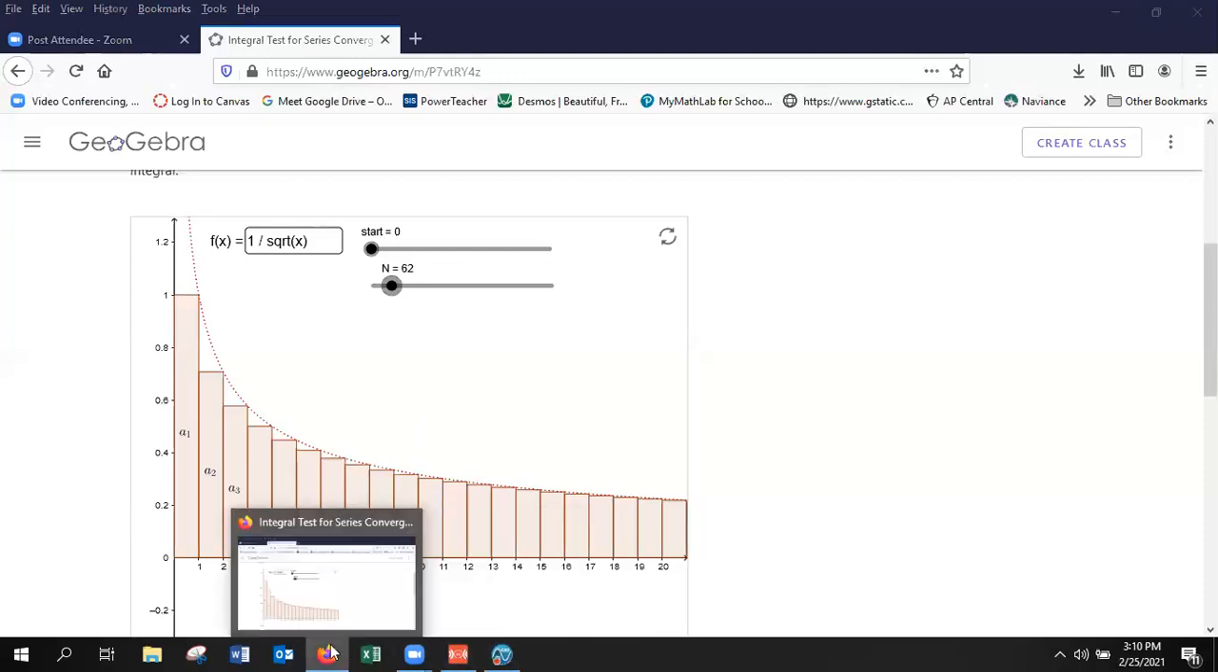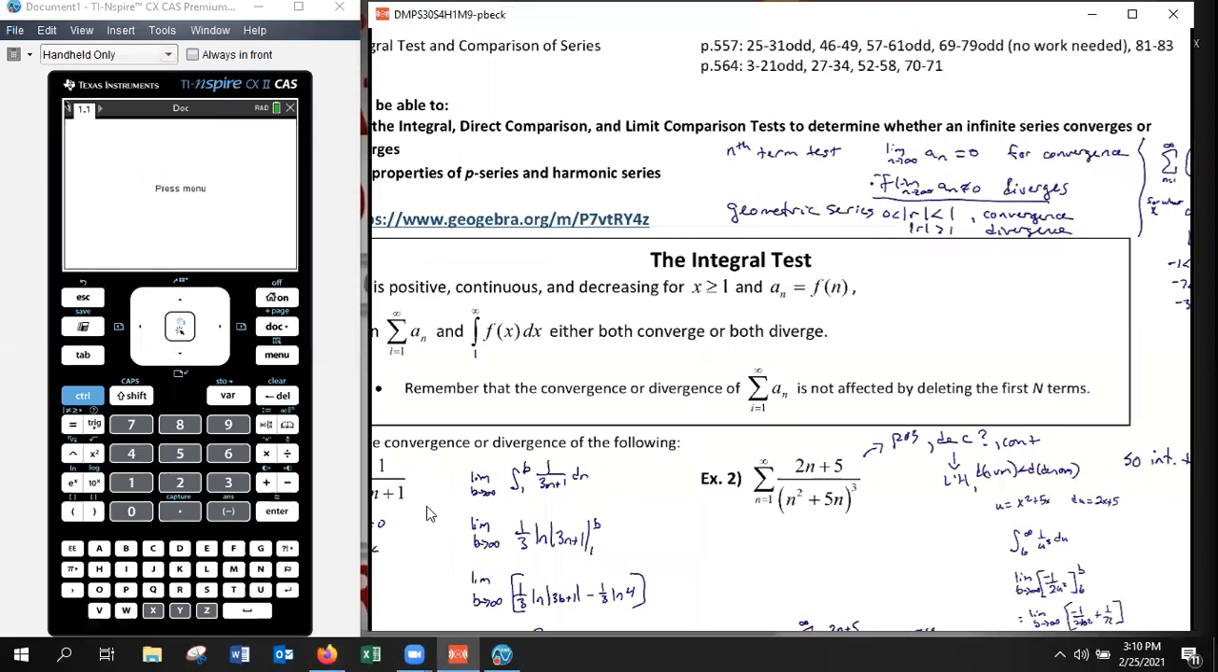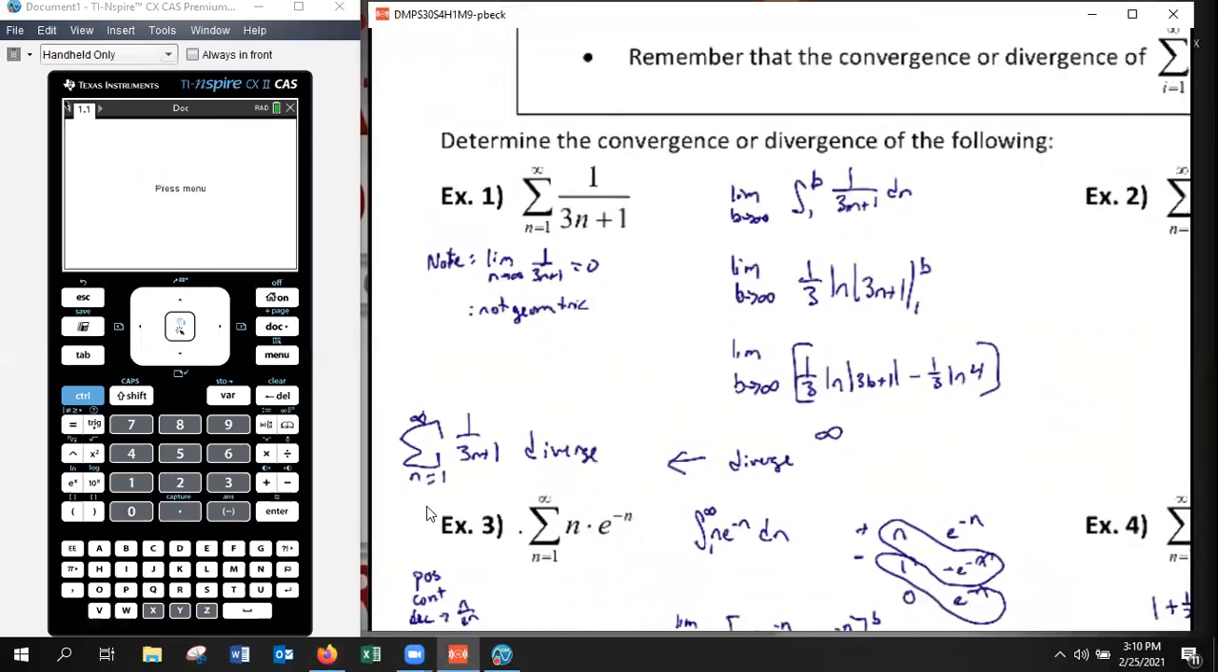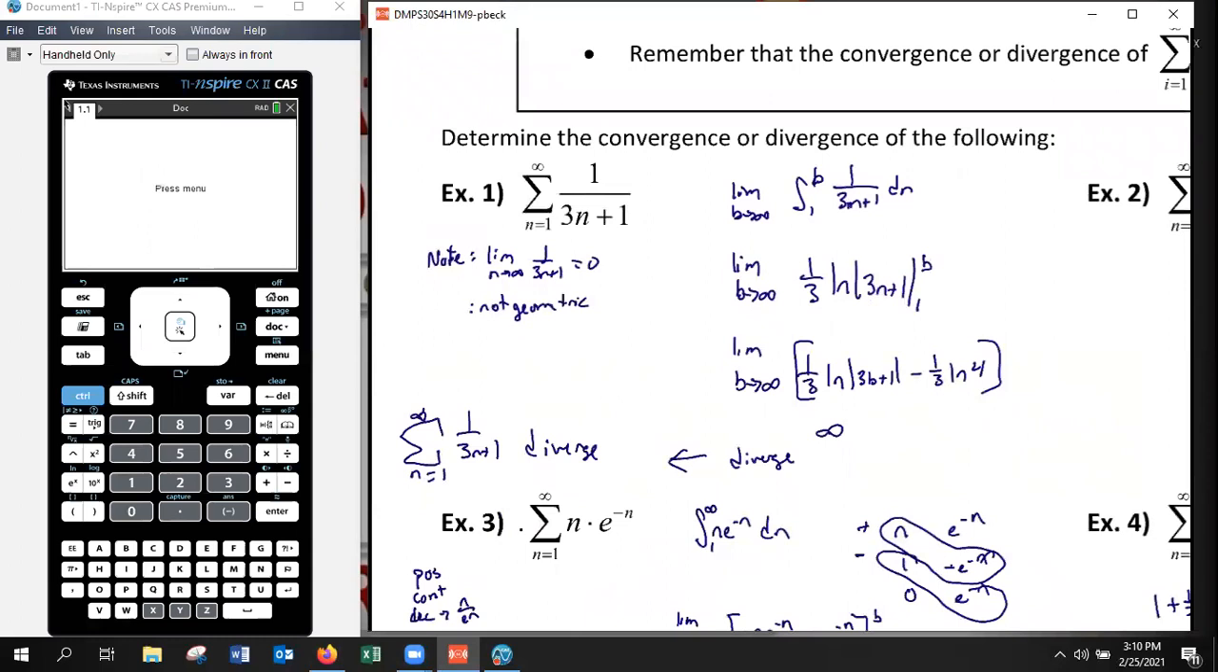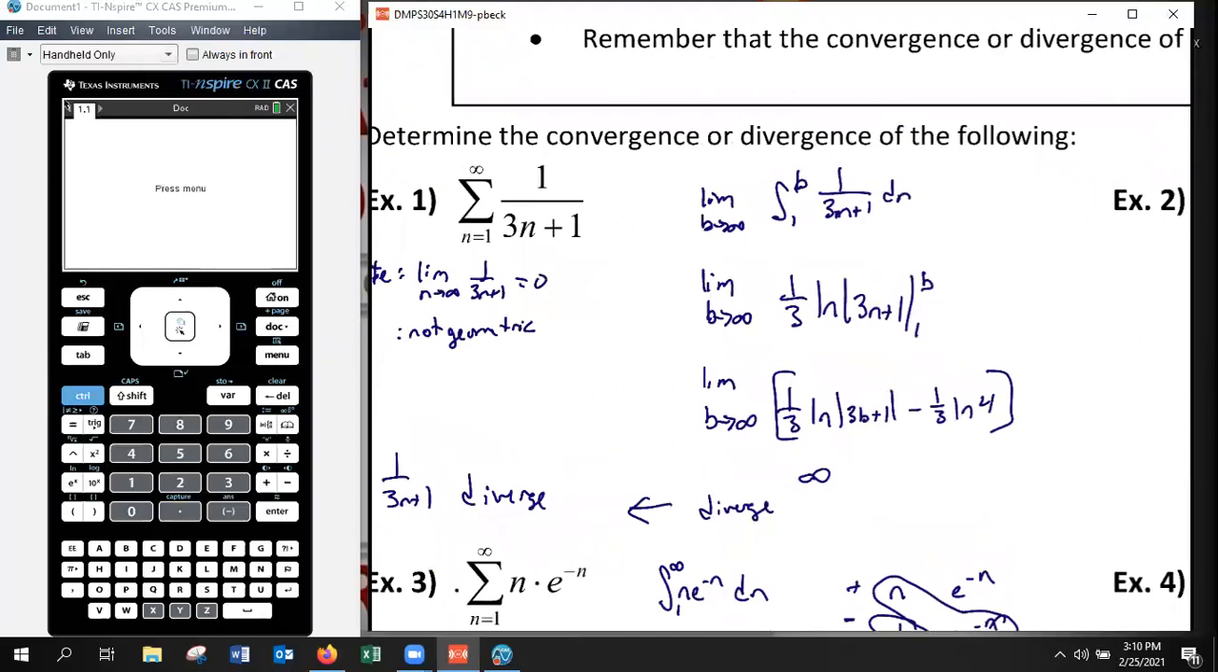So going back to our notes, that's what I'm going to talk about. If we have a series, the sum from n equals 1 to n equals infinity of 1 over 3n plus 1, and we want to determine the convergence or divergence of this, what we could do is use the integral test. You can call this f of x, you can call this f of n, as long as your variables match up or your differential matches up.